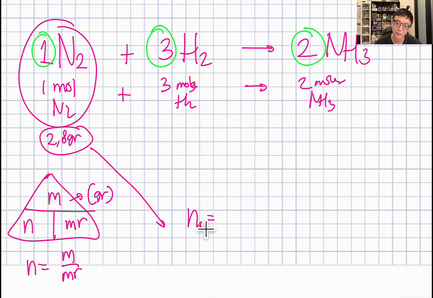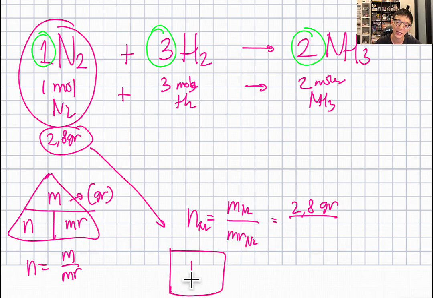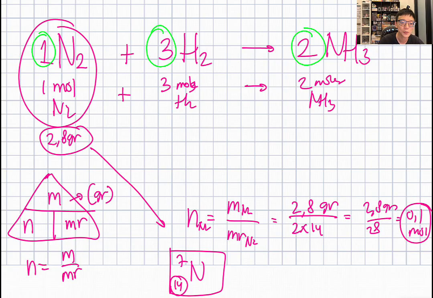So the mole of nitrogen is the mass of nitrogen divided by the molecular mass of nitrogen. The mass of nitrogen is 2.8 grams. And the molecular mass of nitrogen is for N2, so we have to take into account that it is 2 nitrogen atoms, not only 1 nitrogen. So 14, so 2 times 14. So 2.8 grams divided by 28 means this is 0.1 mole. So the mole of nitrogen here is 0.1 mole, from this information, 2.8 grams.